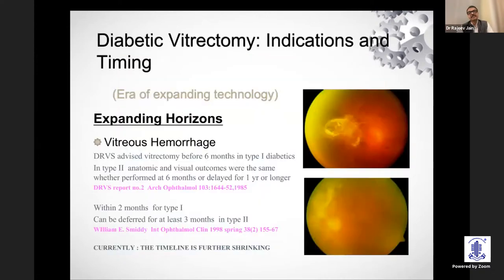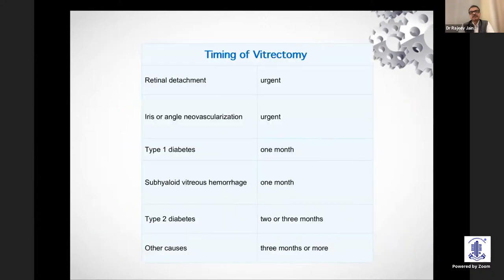So regarding diabetic vitrectomy, the DRVS study said that you can wait for 6 months if it is a type 2 diabetic patient and there's a hemorrhage, and within 2 months if it's type 1 diabetic. But the timeline is shrinking because of better instrumentation, and we are more well-versed with the techniques now. Our results are getting much, much better.